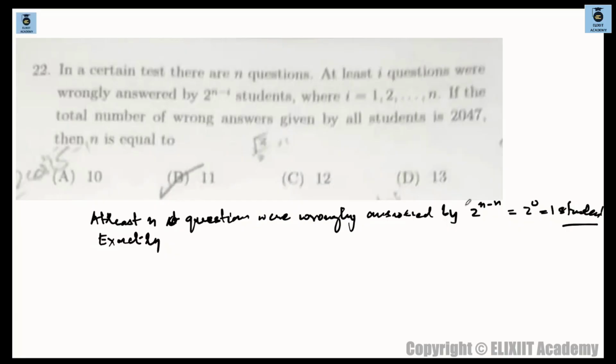Now what happens for the next case? The next case is exactly n minus 1 questions. At least n minus 1 questions are wrongly answered. What happens for exactly n minus 1 questions wrongly answered? So what should be the answer here? What should be the logic to solve this?